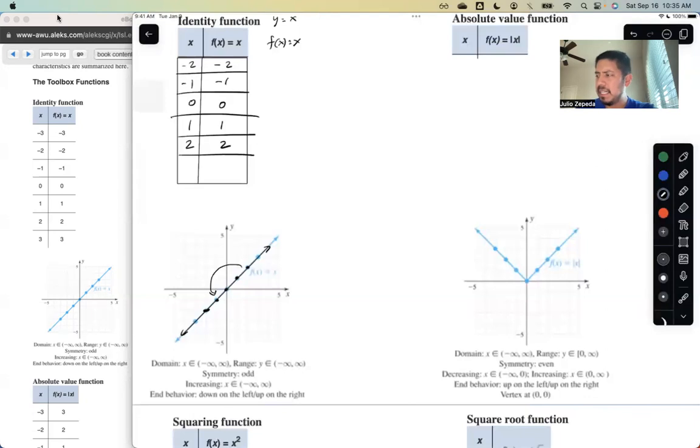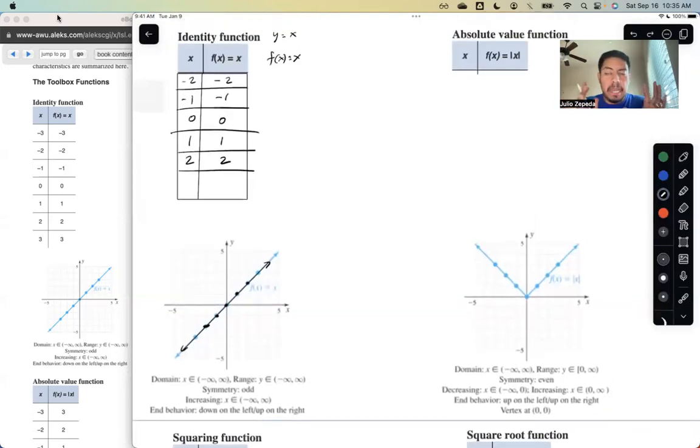Okay, so a line. I don't want to spend too much time talking about this basic function. We're going to transform this function. We're going to squeeze it, maybe flip it, or do different things like that. So we want to know this function very well and be able to graph it very quickly.